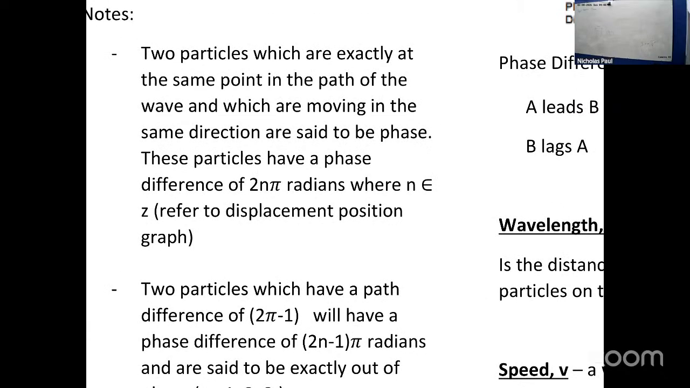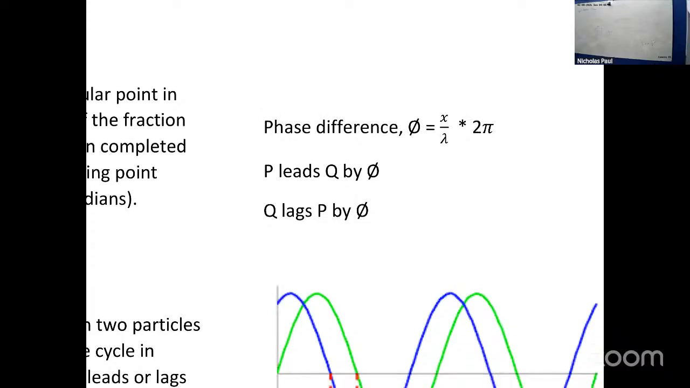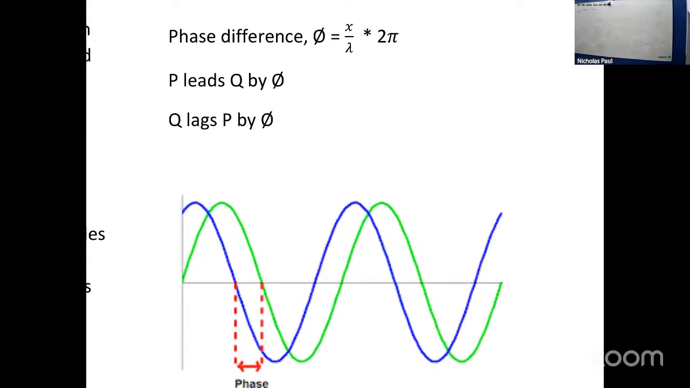This might make sense. I want to show you. Phase difference is x over lambda, times 2 pi. So once you can figure out what x is, you divide it by lambda, multiply by 2 pi, and you get your phase difference. All right, let's start easy.